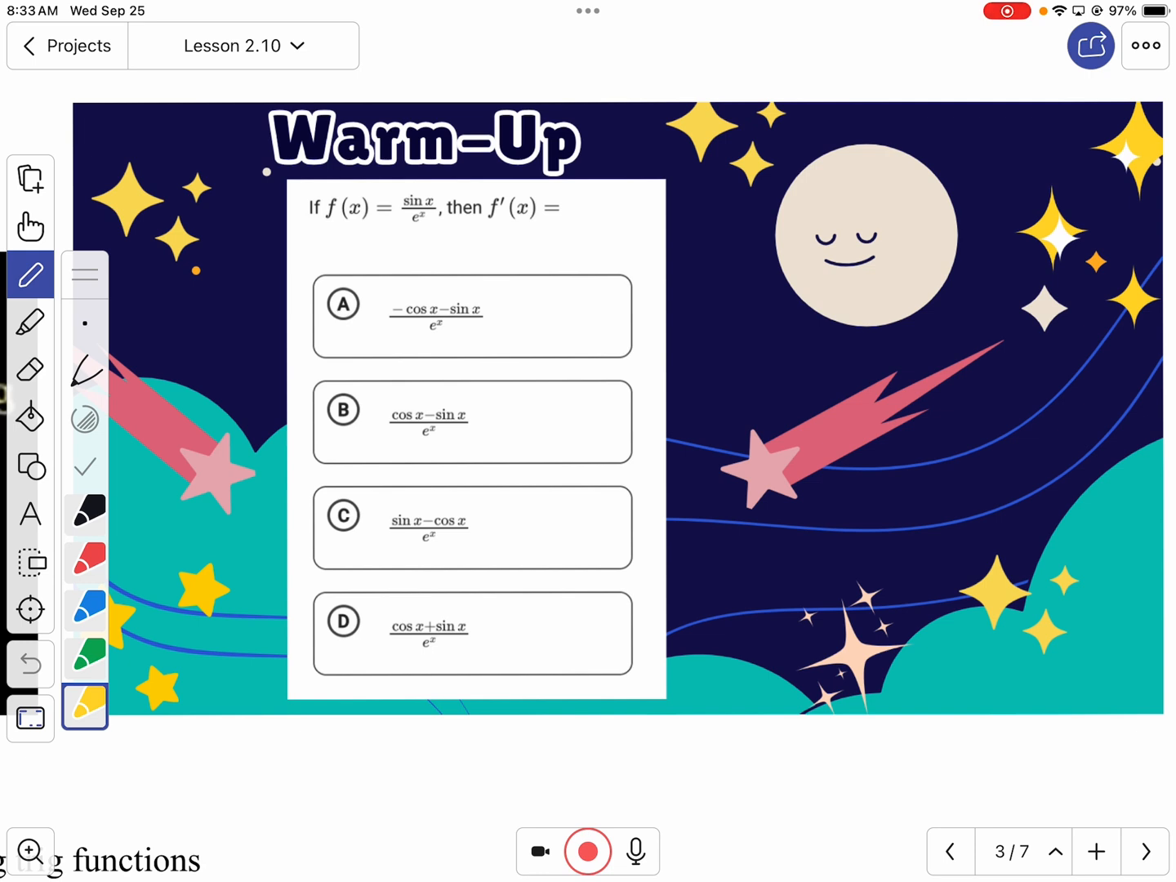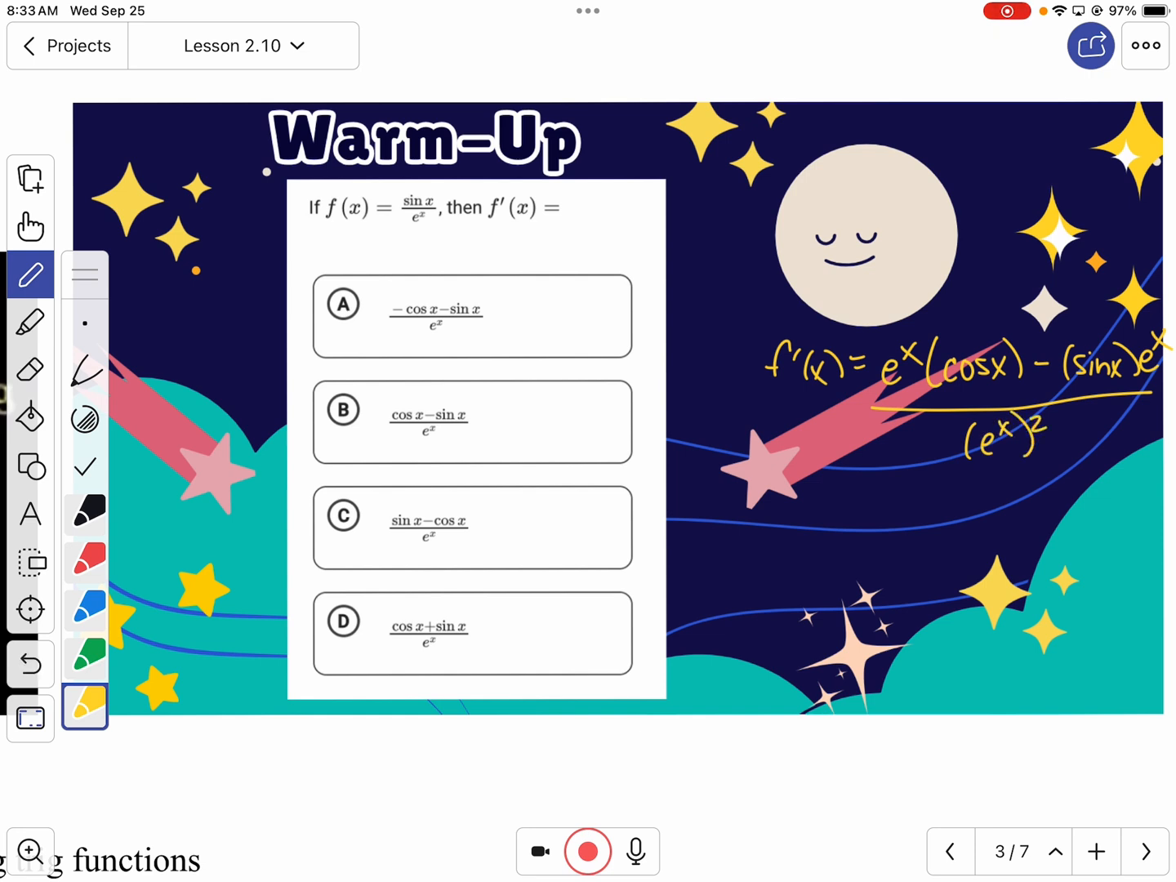Which rule are we going to have to use? Quotient rule. It's a quotient. So let's start it. Ho d high, so e to the x. And what's the derivative of sine? Cosine. Minus high d ho, so sine x times e to the x, over ho ho, so e to the x, the whole thing squared.